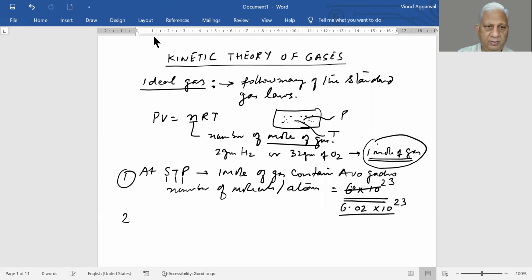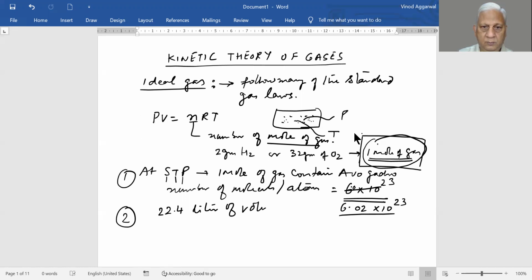Second property is that this 1 mole of gas will occupy 22.4 liter of volume. These two are very important properties of ideal gas.